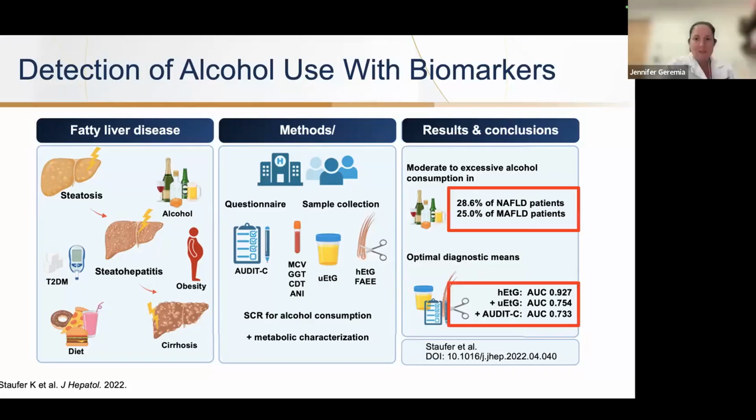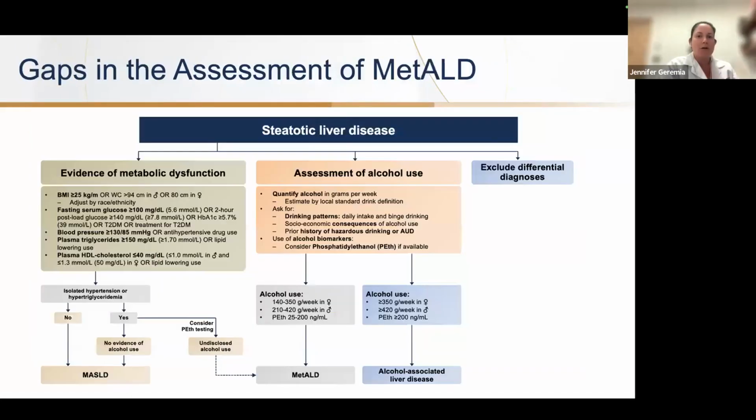But really what this told us is that we need to shift towards a more objective biomarker method of being able to assess these patients. And certainly there are a lot of gaps as far as how you define this, but it needs to be on the radar.